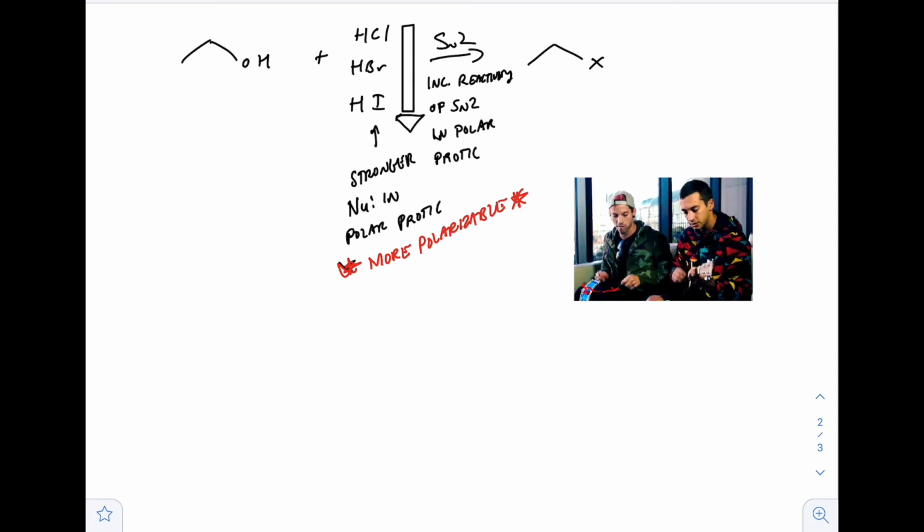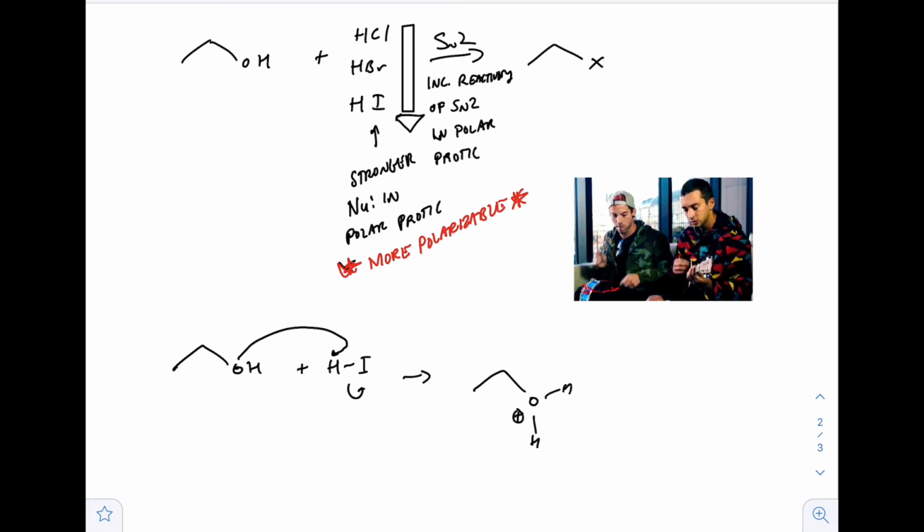All right, so that's what I always think about anytime I hear about polarization or polarizability. Ethanol attacks the proton with the oxygen, the most basic site, making the oxonium ion. That water can't leave because we can't form that methyl cation, but the iodide can attack.